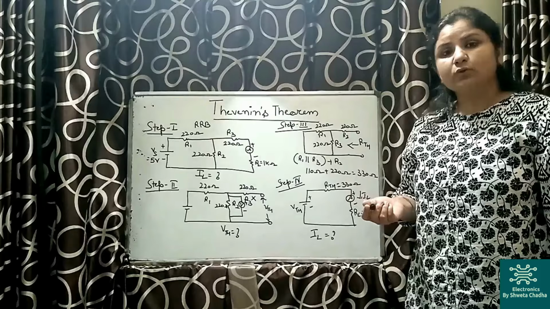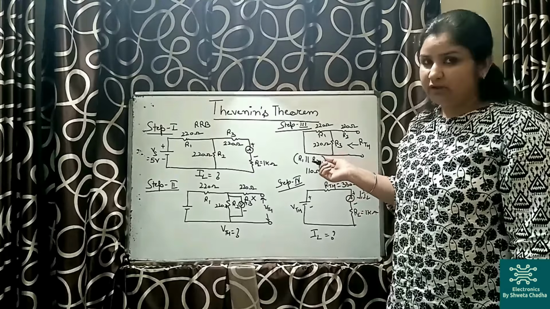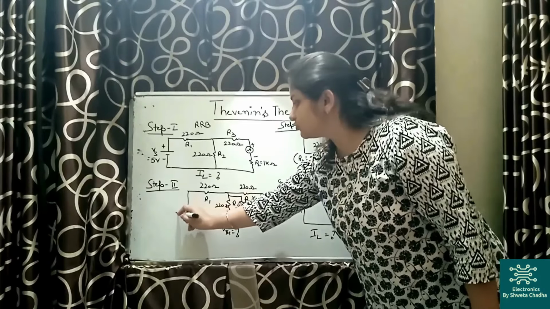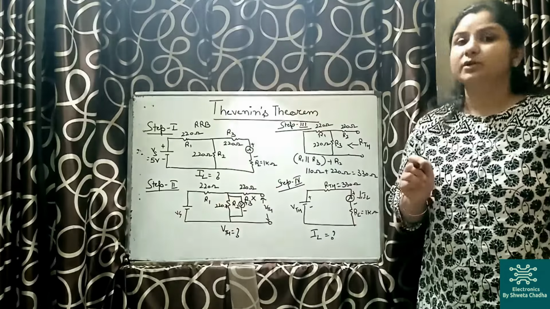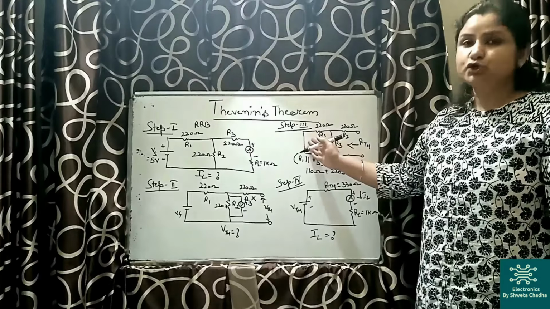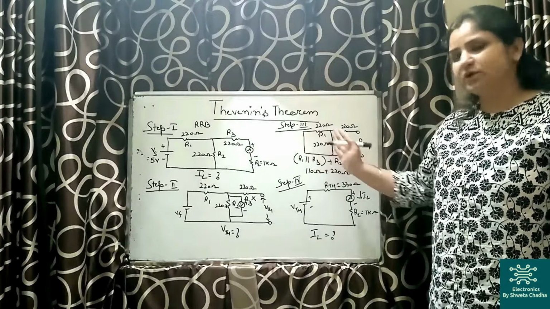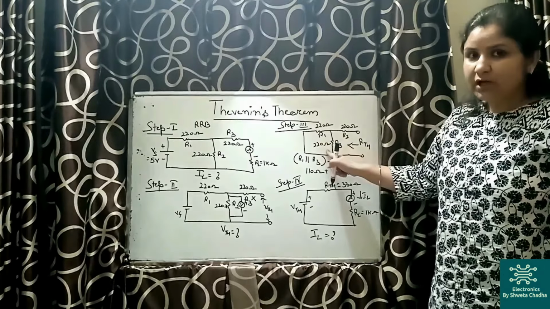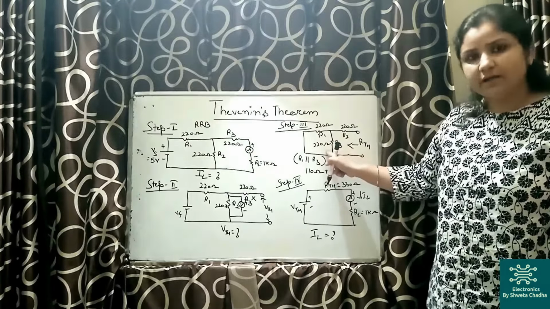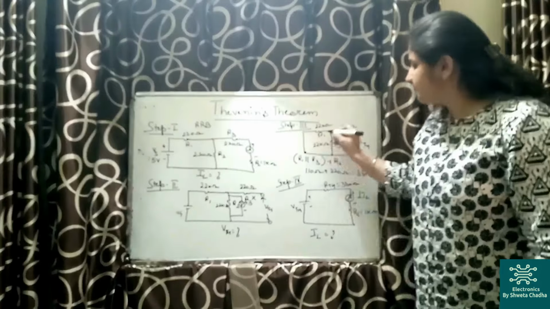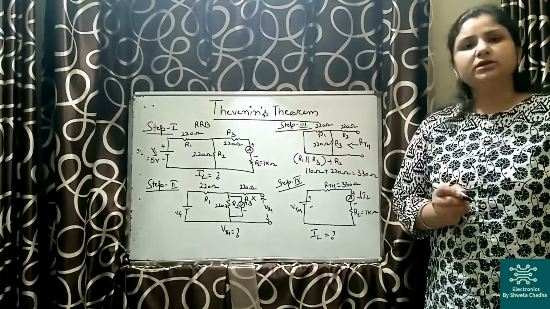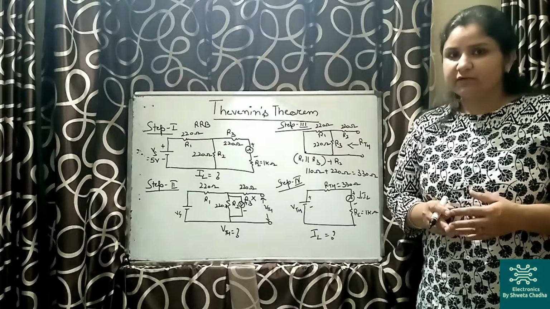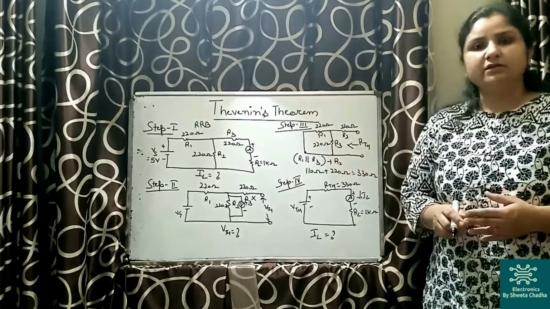After which, step number 3 is the calculation of RTH, that is Thevenin's resistance. How will it be calculated? It will be calculated manually, and for that we have to remove Vs and replace it with a short circuit. Now please observe this circuit diagram. R1 and R3 are connected in parallel with each other. Why in parallel? Because both the terminals are directly connected with each other.